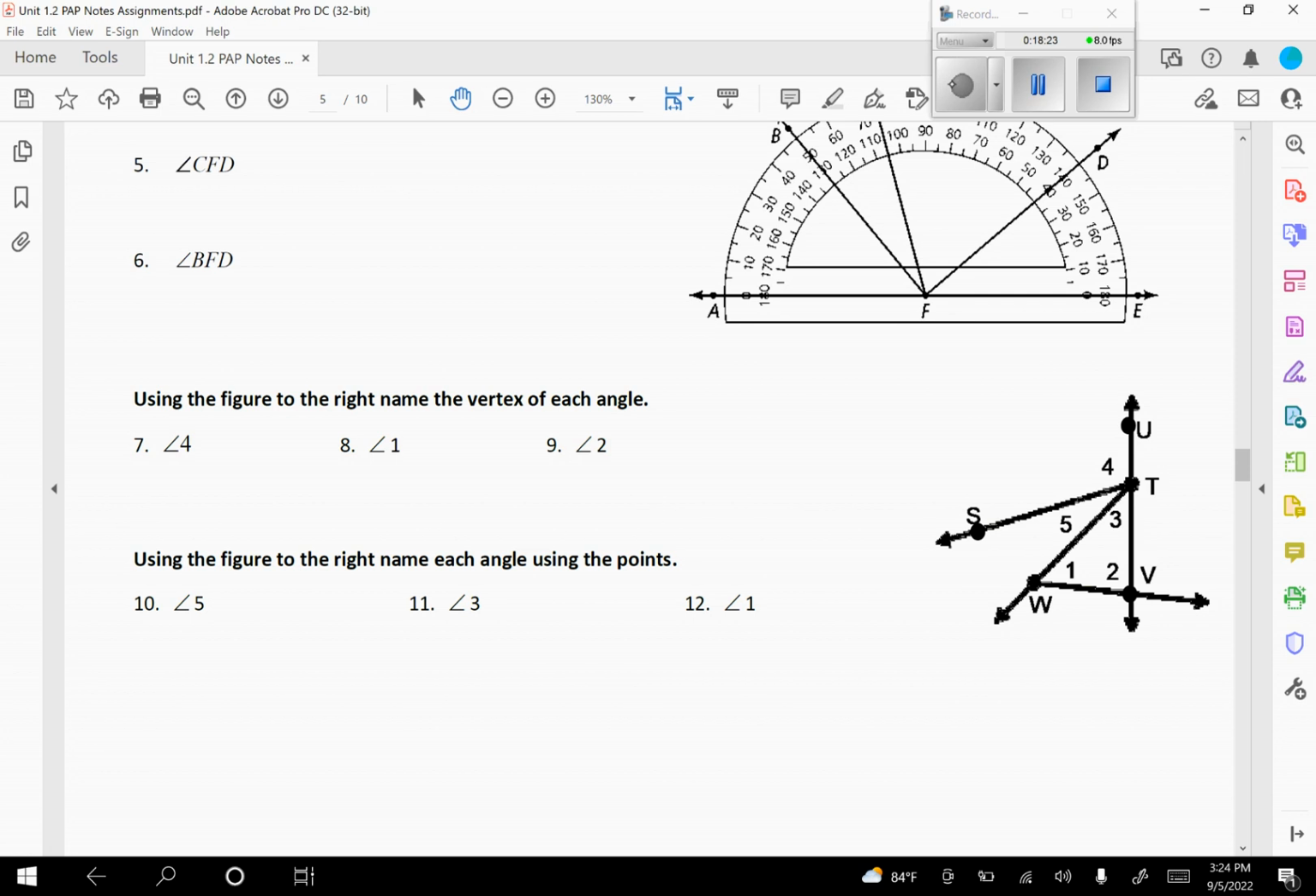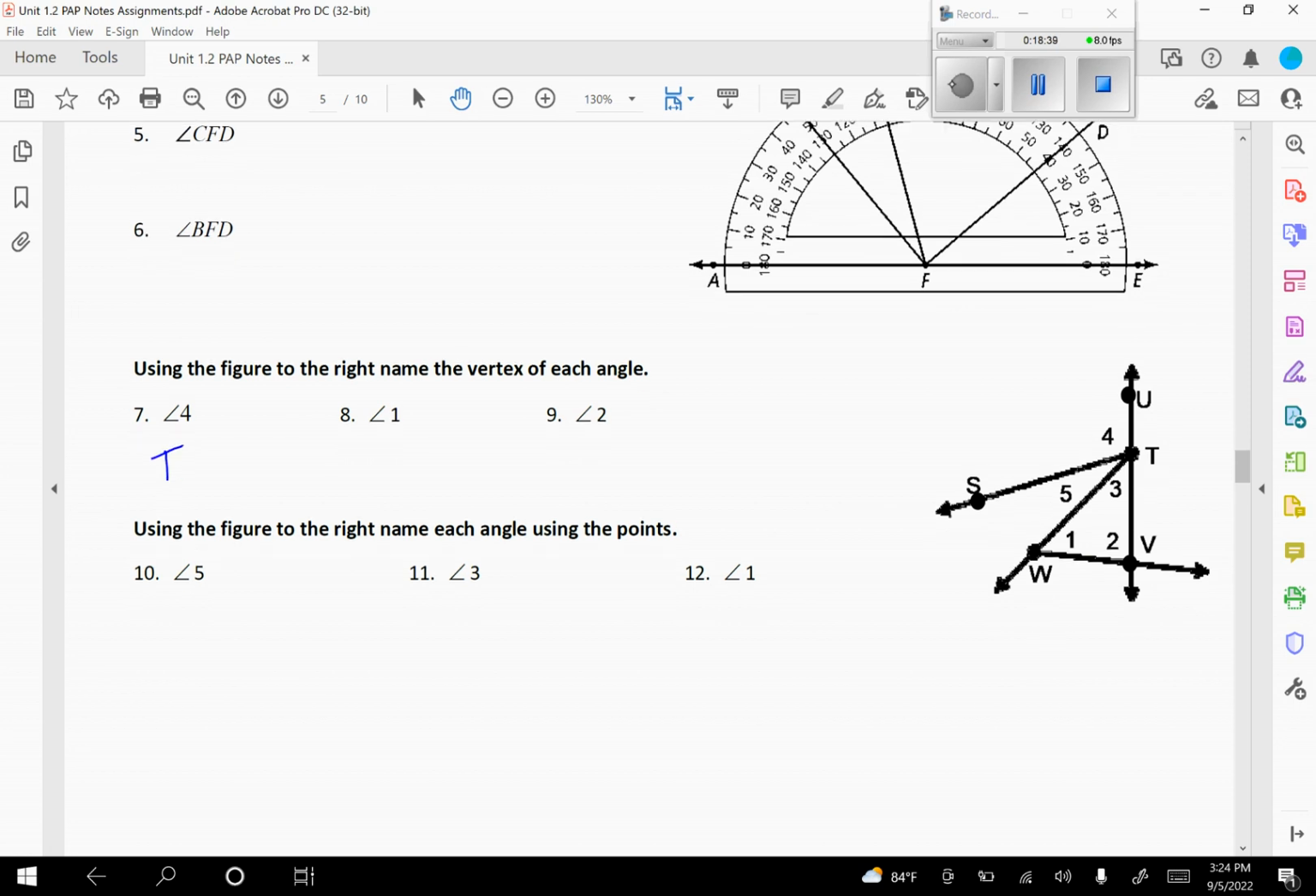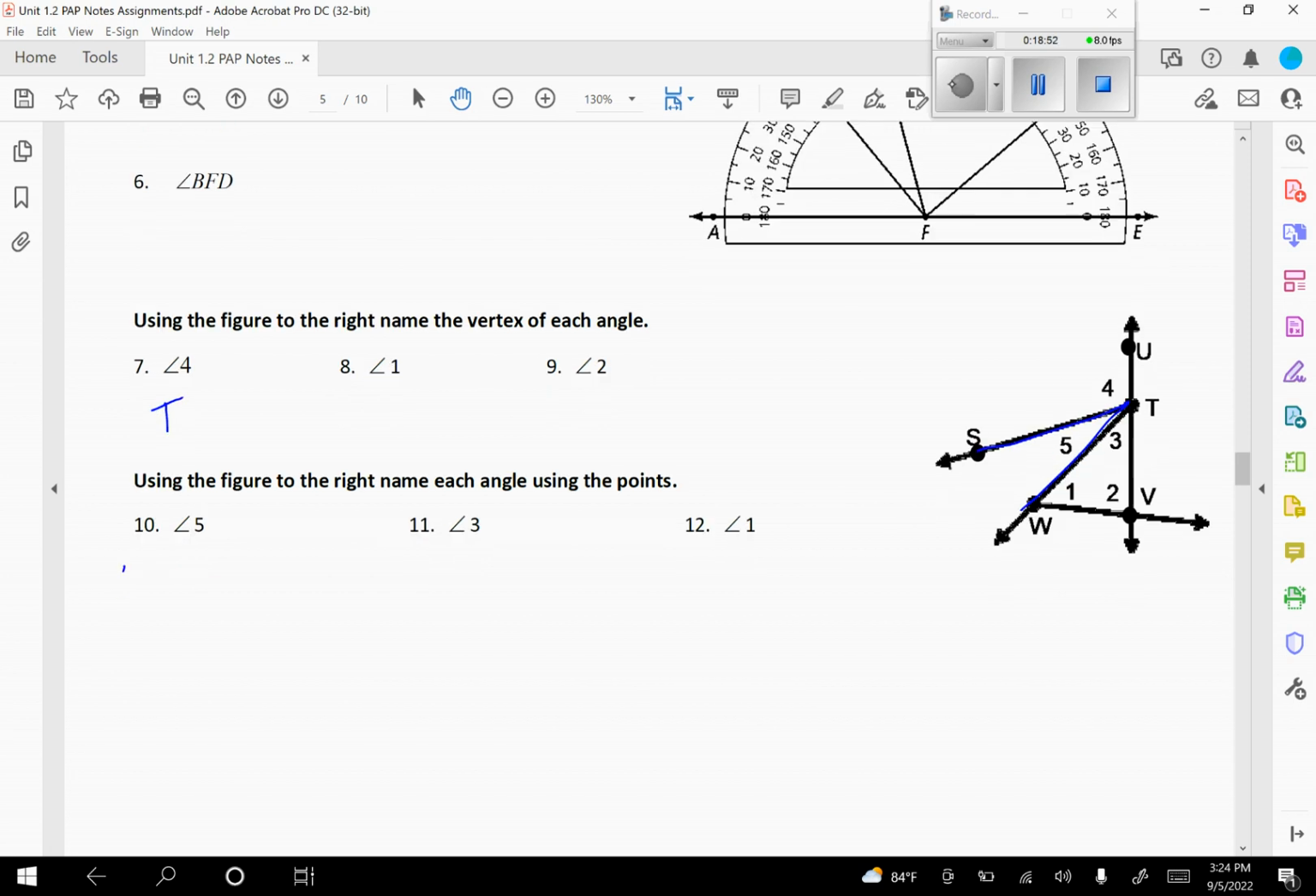Just on here, on like 7, 8, and 9, you see they're asking for the vertex. So on number 7, they want angle 4, so find the 4. So what's the vertex of angle 4? It would be T. Okay. On here, angle 5, they want you to name angle 5. So here's angle 5, so it would be WTS or STW. Those would be two equivalent names for that. So angle WTS or angle STW. And you only need to put down one.